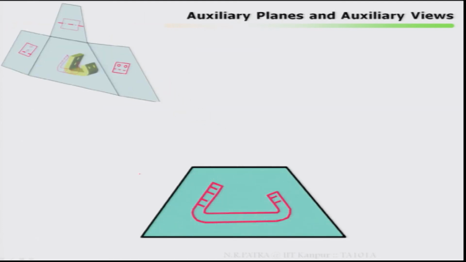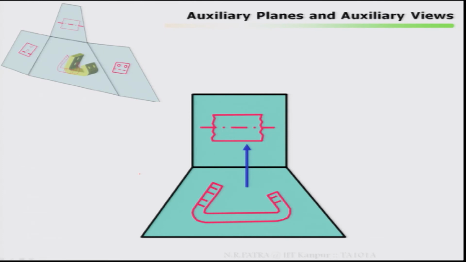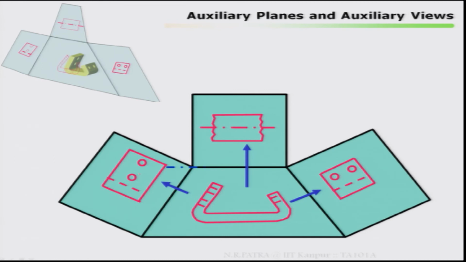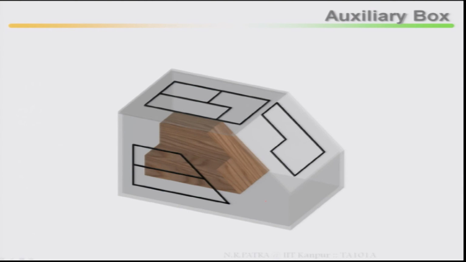Now, look at this case: front, top, right hand side view, left hand side view. Now, draw the hinge line: horizontal plane, where the top view will be, and frontal plane, where the front view will be. Now, look here at the auxiliary box, how the auxiliary box has been put. This is your auxiliary box.